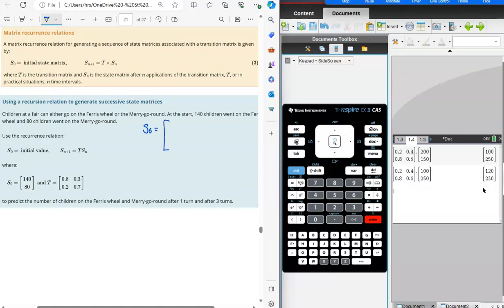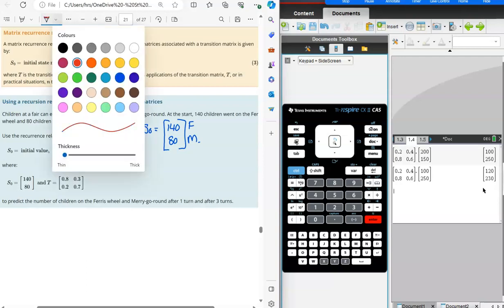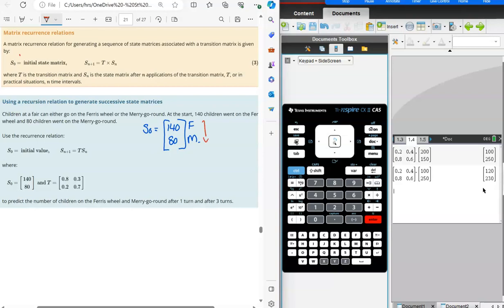So if you say 140 here and 80 children there, this is Ferris wheel and this is merry-go-round. Now, if this is the order you're going to put your state matrix in, your transition needs to be the same, so in terms of Ferris wheel, merry-go-round, Ferris wheel, merry-go-round, like that.